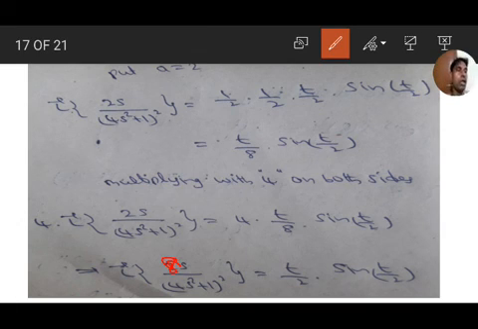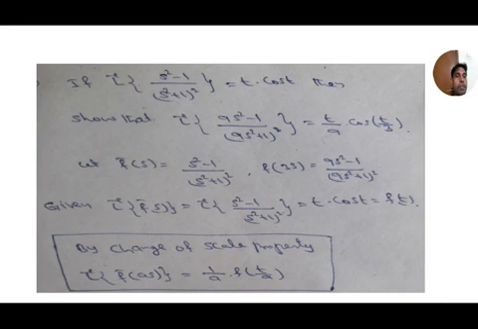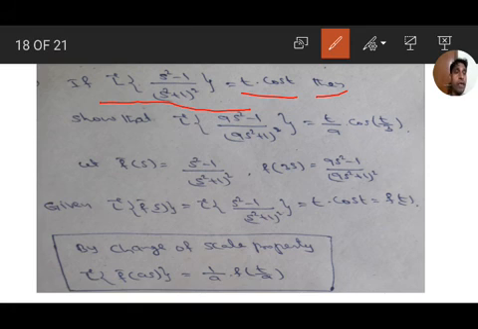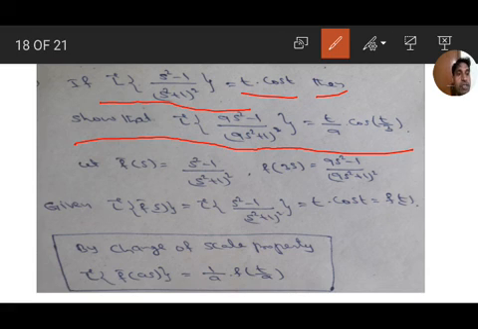Okay, let us move to the next problem. If L inverse of (s square minus 1) by (s square plus 1) whole square equal to t into cos t, then show that L inverse of (9s square minus 1) by (9s square plus 1) whole square equal to t by 9 into cos t by 3.